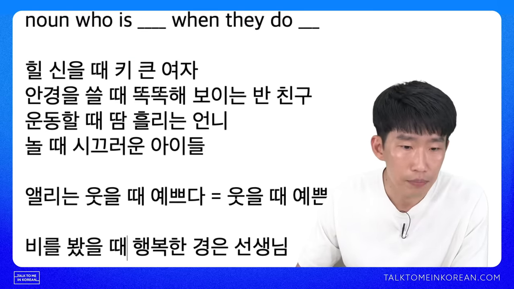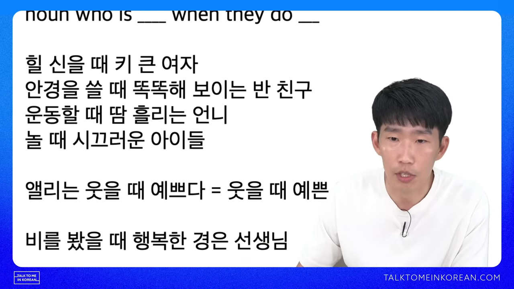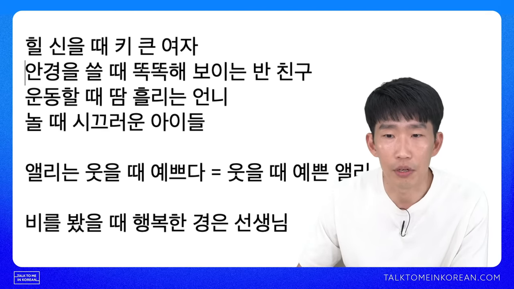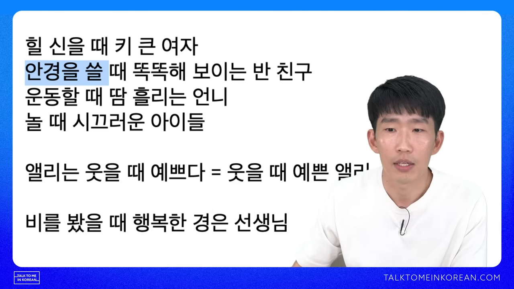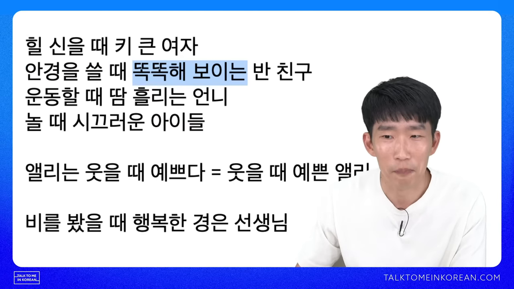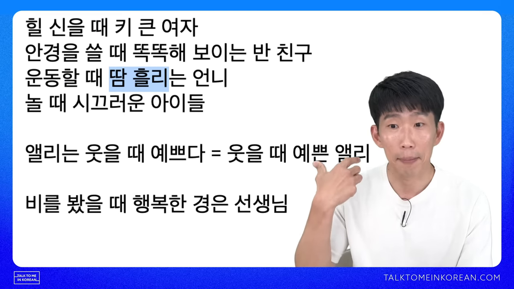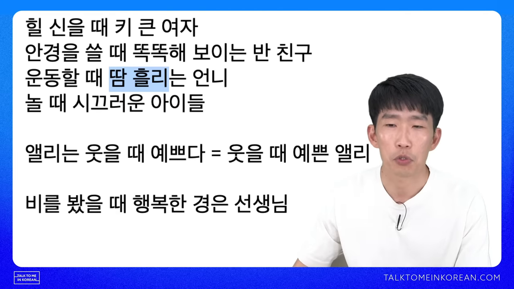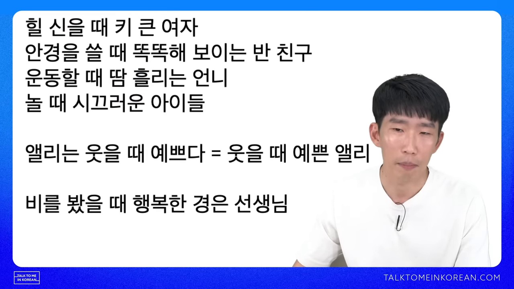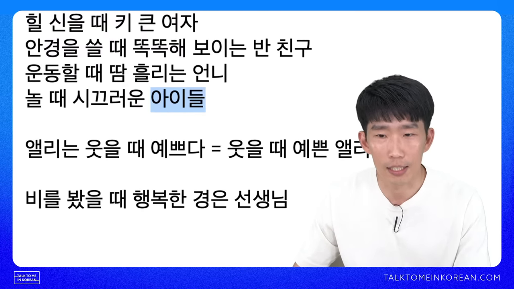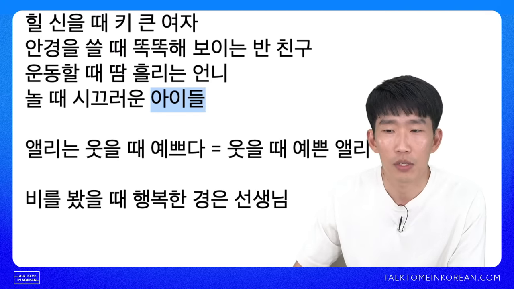So, let's analyze the sentences together. 힐 신을 때 키 큰 여자. 힐 신다 is to wear high heels. 안경을 쓰다 is to wear glasses. 안경을 쓸 때 똑똑해 보이는 to look smart. 반 친구, my classmate, class friend. 운동할 때, when exercising, 땀 흘리다. 땀 is sweat. 흘리다 is to shed. So, who sheds sweat? 언니. My 언니 who sheds sweat when she exercises. 놀 때, when playing, 시끄러운, noisy, loud, 아이들, children. Children who are noisy when they play. So you can change it like that.